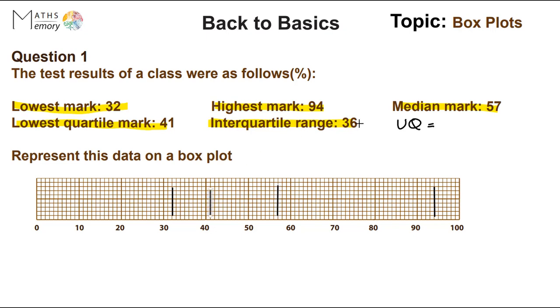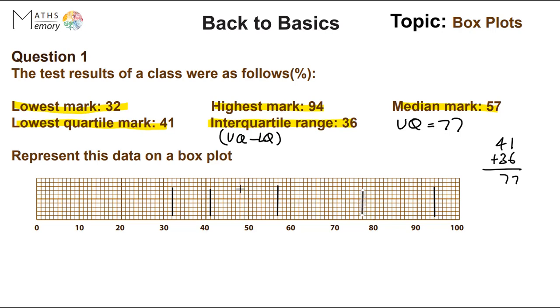Now it says interquartile range. You want to find out the upper quartile. So upper quartile, let's go for this. Now, if the interquartile range is defined as upper quartile, take away lower quartile, let's just write that down over here. So basically, if the lower quartile is 41, it must be 41 plus 36, because that's going to give us the interquartile range if we work backwards. So if you do this, we get 77. So that's going to be upper quartile, 77. 77 is over here. Put a little mark over here.